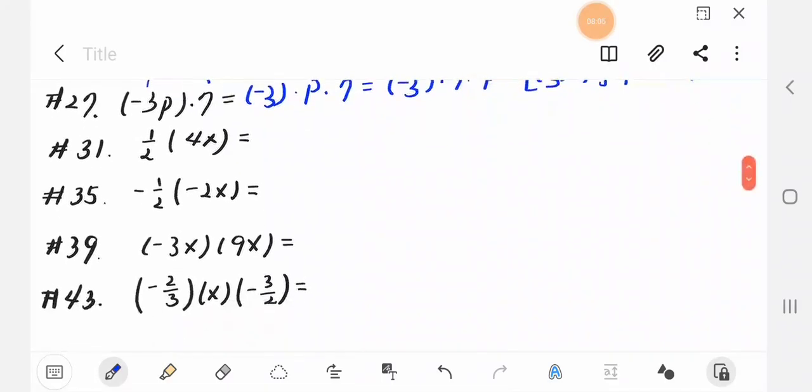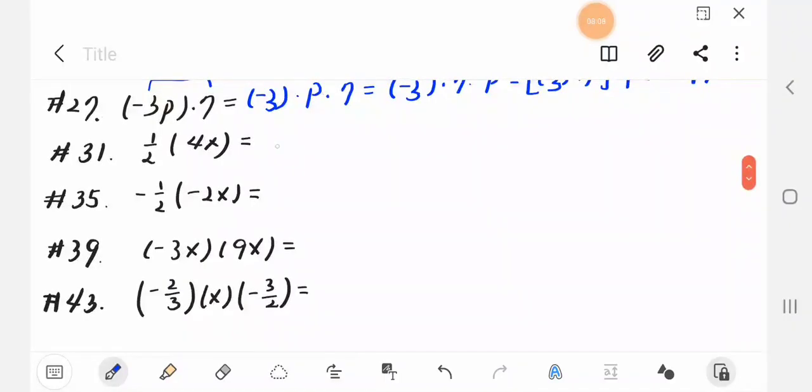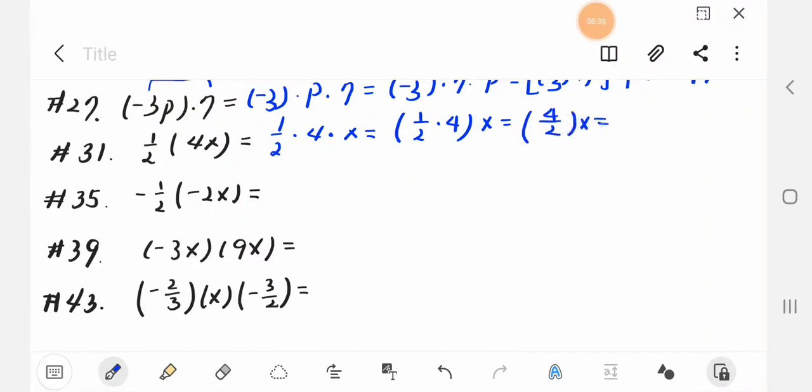Okay, number 31 is 1 over 2 times 4 times x. So you can put numbers together, regroup it, then multiply this inside. The 1 over 2 times 4 is what? Is it 2? Right, 2. Because it's the same as 4 over 2 times x. And 4 over 2, you can reduce it. 4 over 2 is 2. So the answer is 2x.